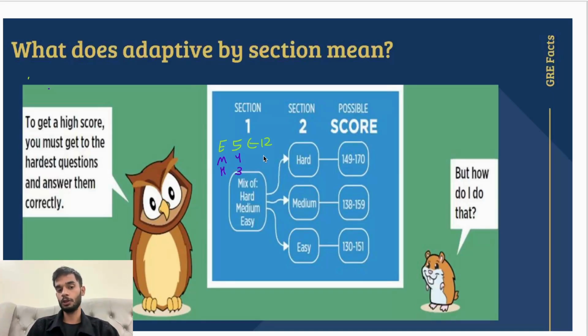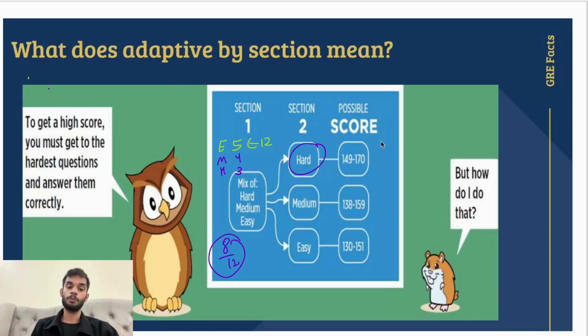Now, if you perform pretty well in the first section, let's say you get 8 questions out of 12 correct, so you did 2/3 of your questions, 66.67% correct, that means the second section will be a harder one. If I was in math and did 8 questions out of 12 correct in the first section, then my second section of math will be a harder one.